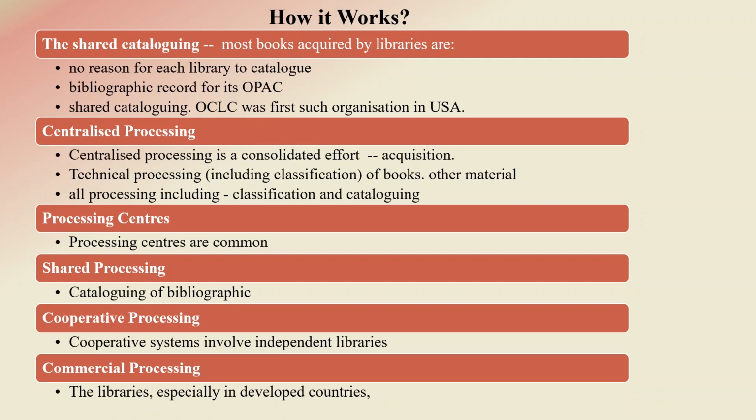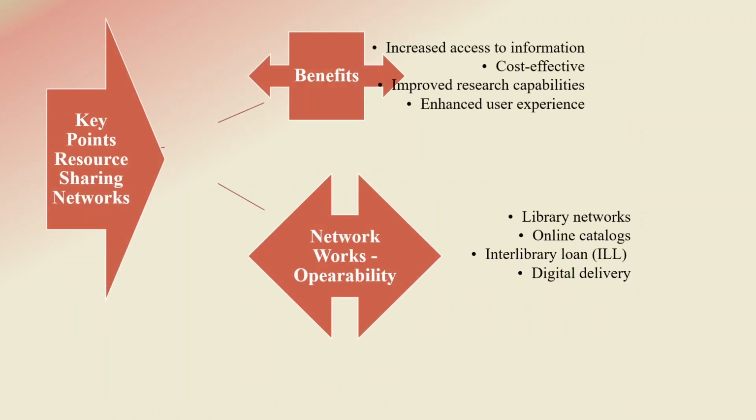Then there is shared processing, where cataloging of bibliographic items is done by member librarians and made accessible to the others, and cooperative processing. You can also do commercial processing; libraries in developed countries especially use commercial processing of records. So the key points about resource sharing networks: the benefits are cost effectiveness and improved research capabilities. Researchers can access a large pool of knowledge in different libraries. They also enhance the user experience with streamlined access to material.